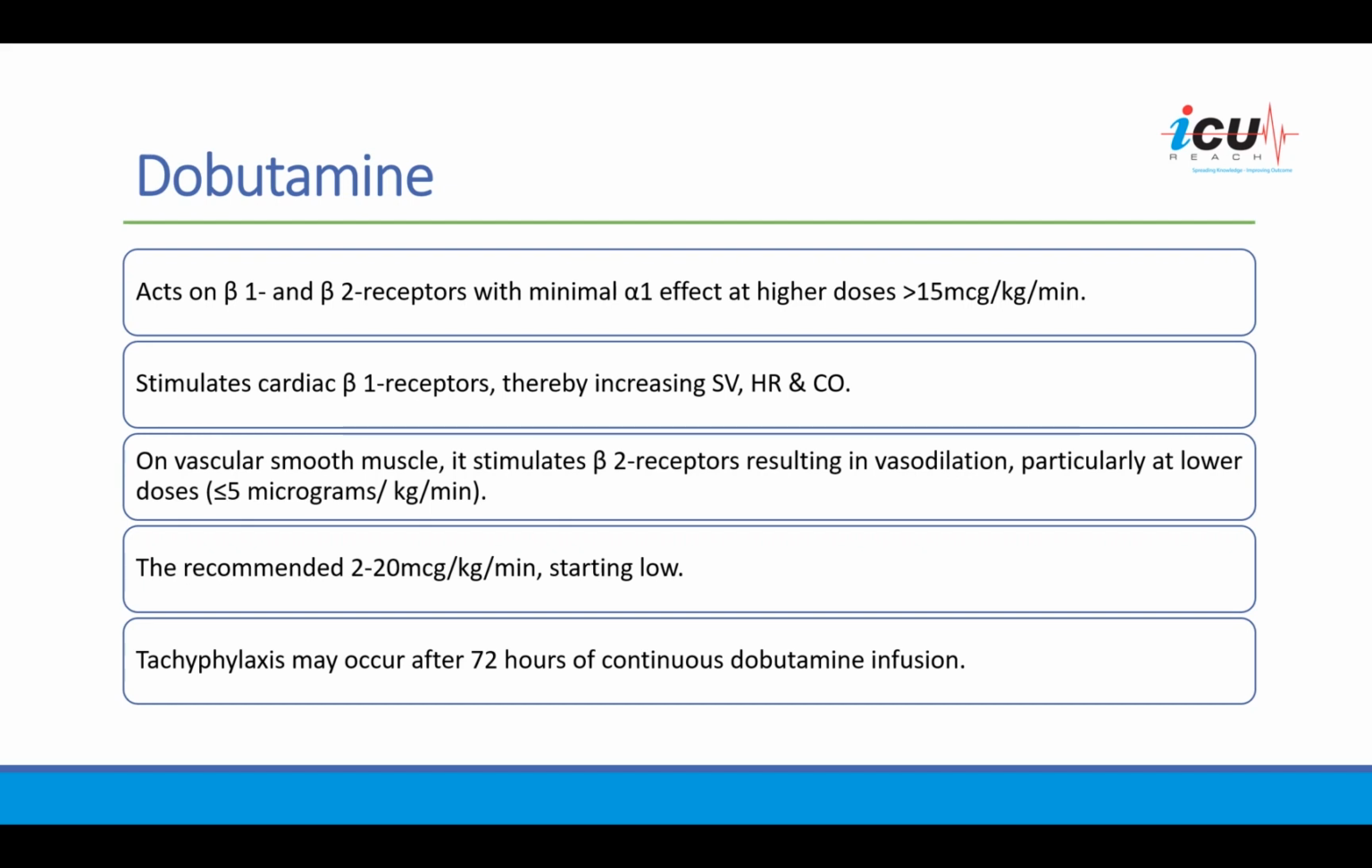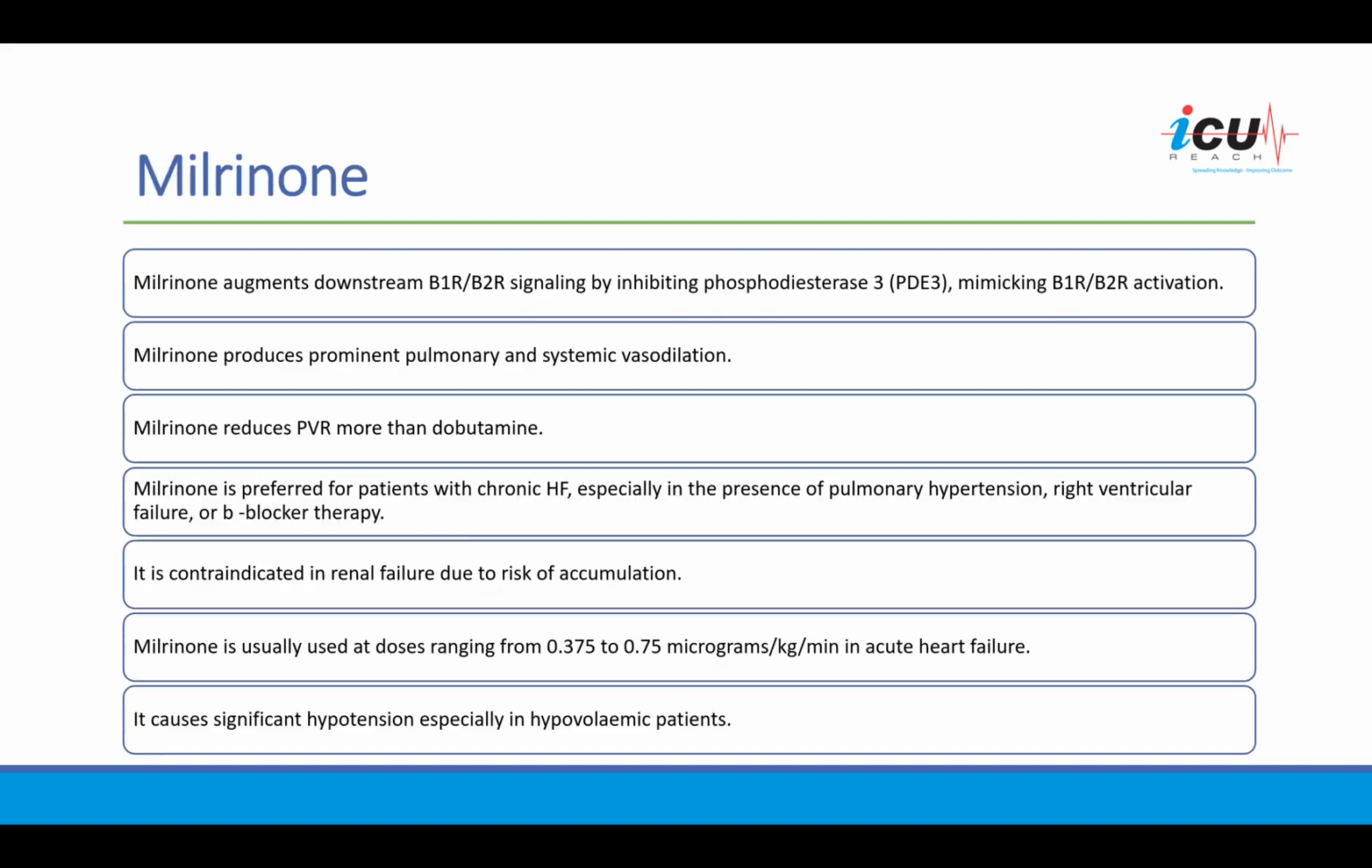But the recommended dose is 2 to 20 micrograms per kg per minute, and we start at a low dose and increase gradually. Usually, we have a cardiac output monitoring device to see the effect of dobutamine and titrate the dose. Of note, you should be careful when you use dobutamine because tachyphylaxis may occur after 72 hours of continuous infusion.